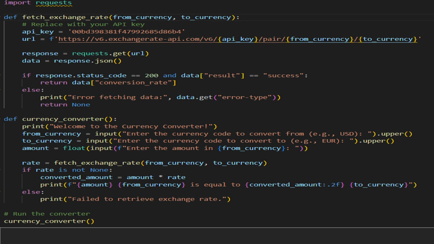Now let us look at the main function, currency converter. This function asks the user for input: the base currency, the target currency, and the amount to convert. Then it calls fetch exchange rate to get the conversion rate and calculates the converted amount. Finally, it displays the result to the user.